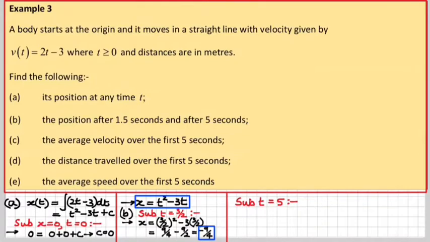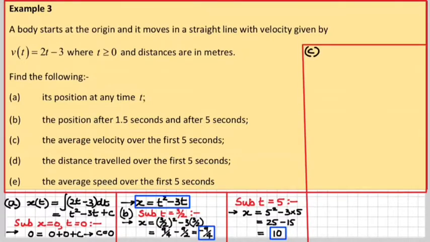Now we sub in t equals 5, and we do the same process with t is 5, and we'll get x is 25 minus 15, or 10. 10 metres to the right of the origin, if you want to put it that way, yeah? But that answer is quite adequate.